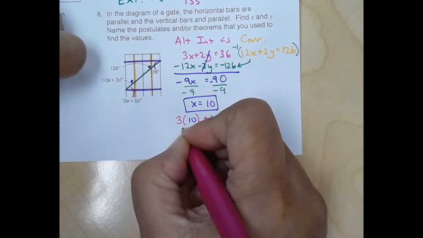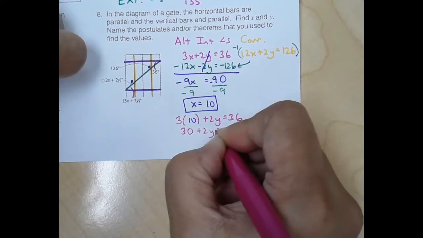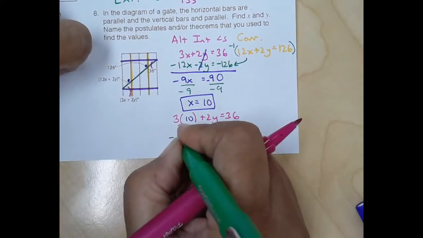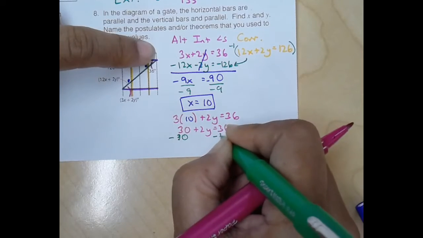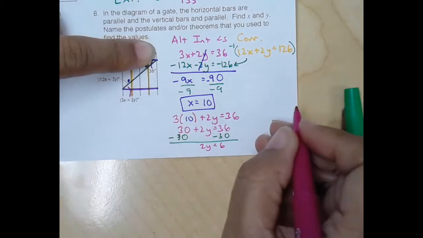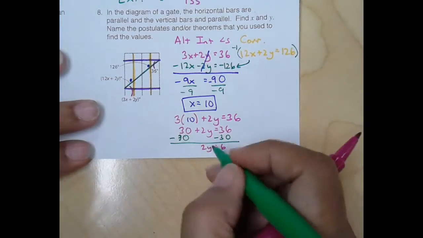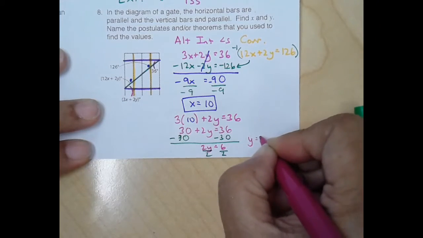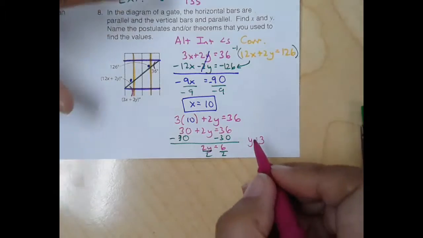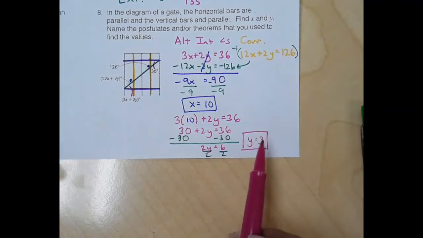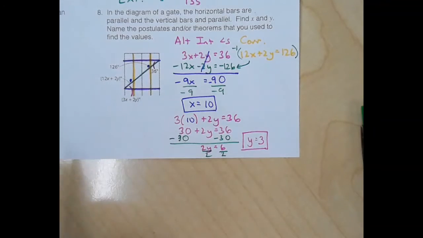3 times 10 is 30. And then I'm going to subtract the 30 to the other side so I can get the y by itself. So we have 2y equals 6. And the last step is to divide by 2. And we have y equals 3. Now, we're not going to write this as a coordinate because it's not looking at where the two lines intersect on a coordinate plane. This is just simply solving for what the value of x is and what the value of y is. Okay? And that's it.